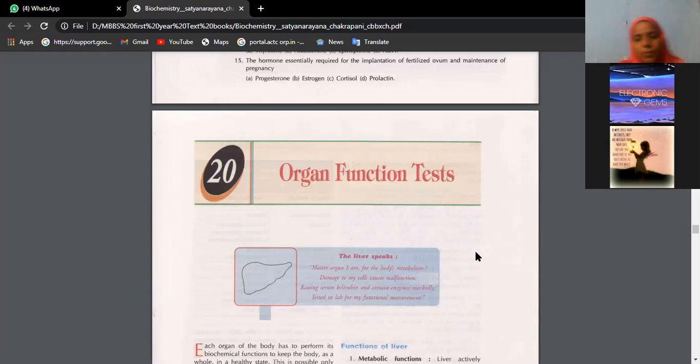Okay. So now, see, liver is the largest gland in our body, isn't it? And it is performing more than 2000 functions. It regulates almost all the metabolisms, isn't it? Now, in this organ function test, what is the meaning of organ function test? Suppose a person is coming to us presenting with jaundice. So you will write certain investigations to check if the liver is functioning normally or not.